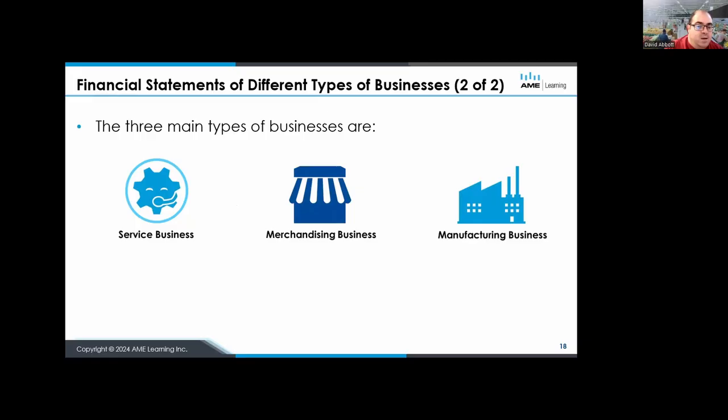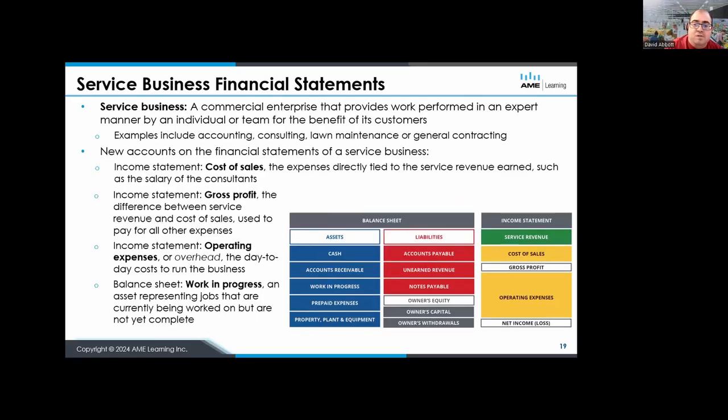There are three main types of businesses: service businesses, merchandising businesses, and manufacturing businesses. We'll talk a little bit about each and how their balance sheet and income statement are structured.